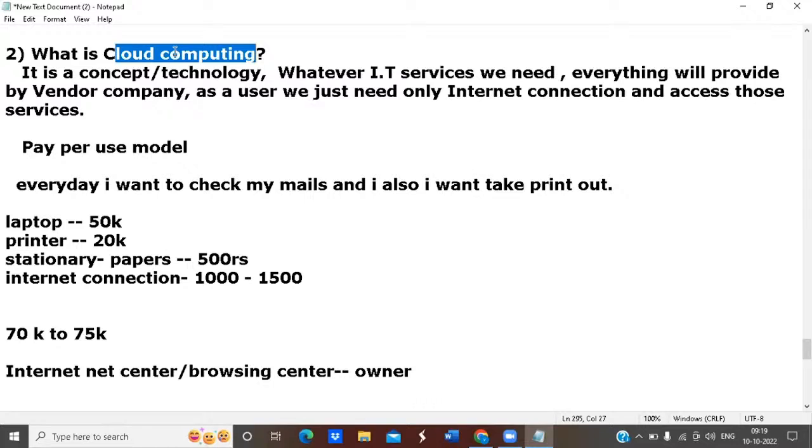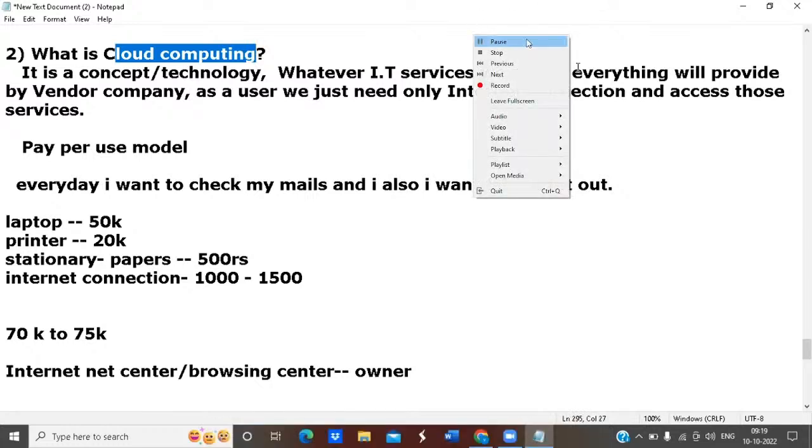Yes, sir, understand. The cloud computing concept is a very simple concept, guys. It's not rocket science. Everyone can easily understand this cloud computing technology. Both IT students and non-IT students, technical background and non-technical background students, everybody can easily understand.